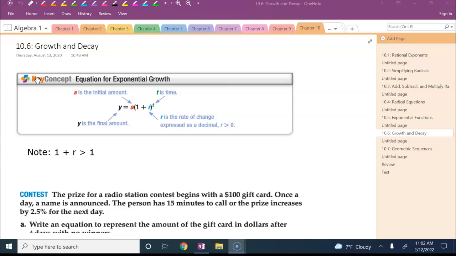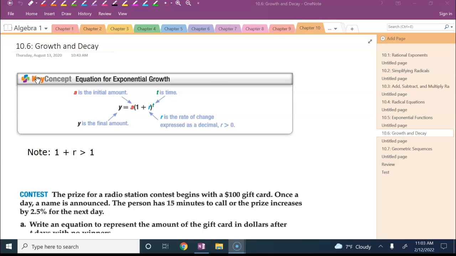Chapter 10, Section 6 is all about growth and decay, and we talked a little bit about these types of functions in the last section when we were going over exponential functions on the graph and how they look. And I had talked to you about what a growth function looks like, what a decay function looks like, and we're going to explore these a little bit more today by looking at equations that we can use to help us find how much something is growing or decaying by.